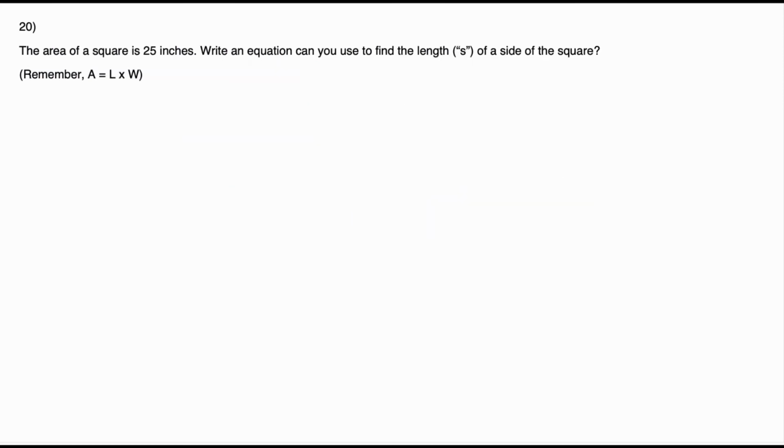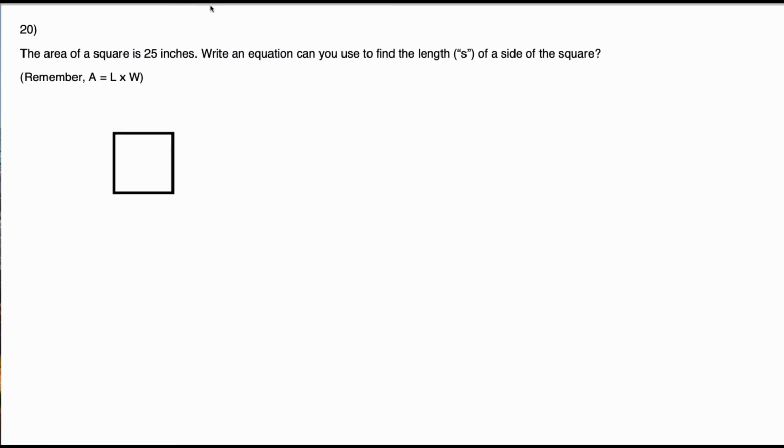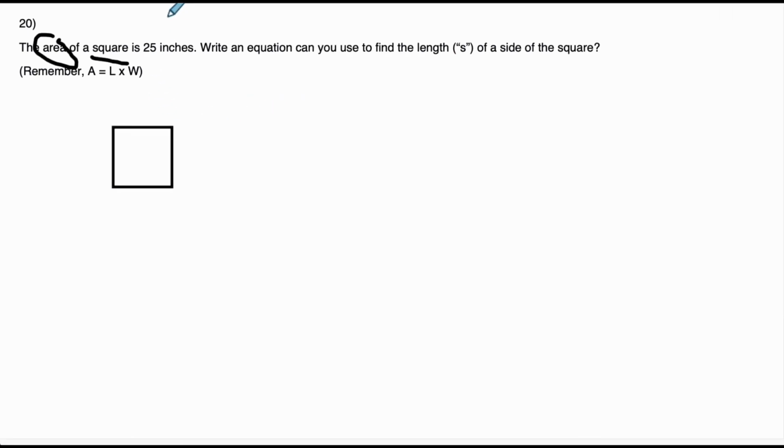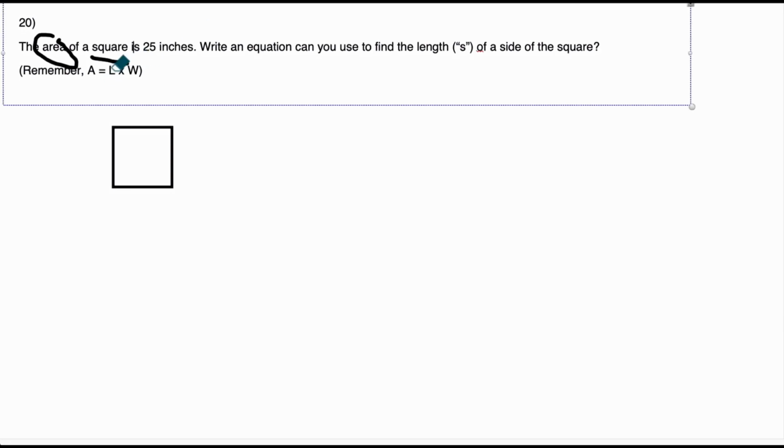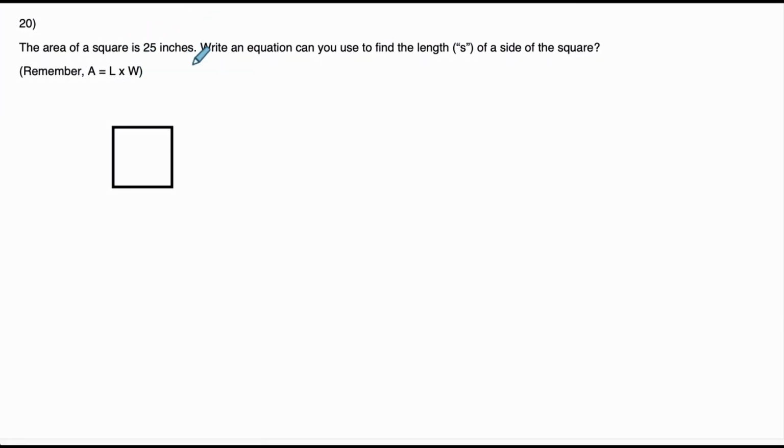Our next problem is also a geometry-based problem, and for anything that's talking about a shape or some sort of drawing, it's really helpful if you give yourself a visual. So we've got ourselves a square. We're talking about a square, right? And the square has an area of 25 inches. So I tried to give you a somewhat helpful hint in that area is equal to length times width. Area equals length times width.